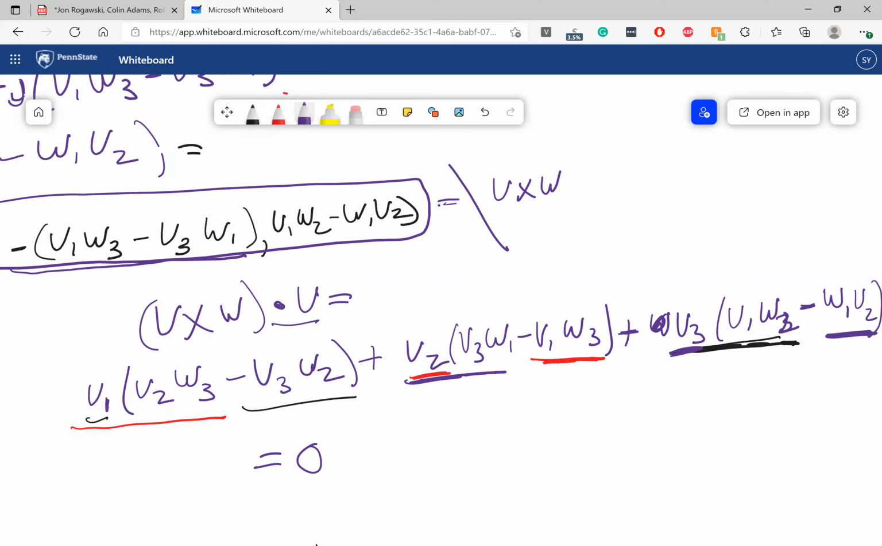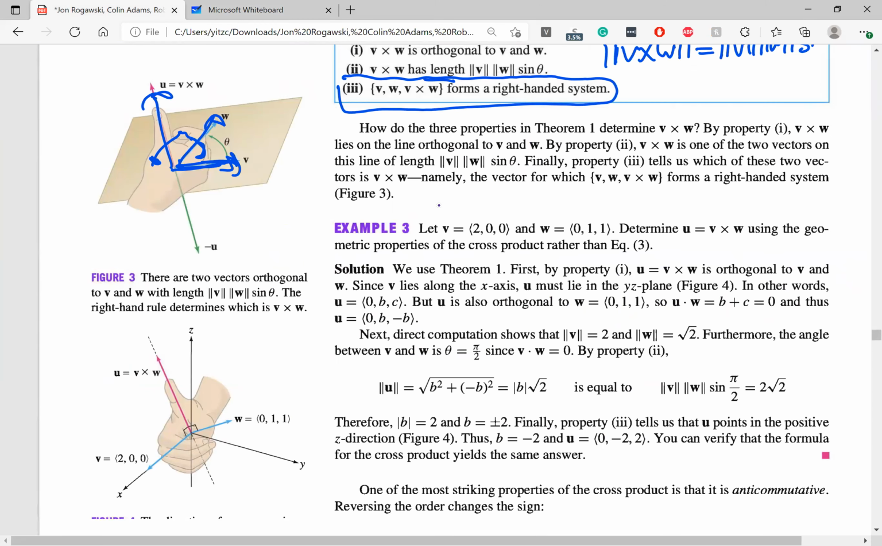So when you take the cross product, V cross W, and you dot it with either one, either with V, or if you take V cross W, and you dot it with W, you get 0. Which shows that they are in fact orthogonal.